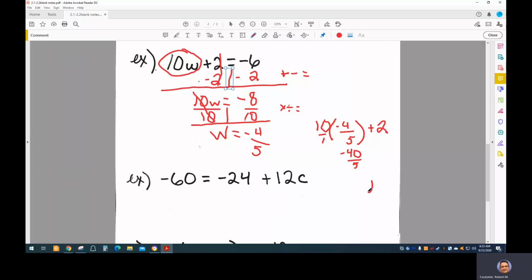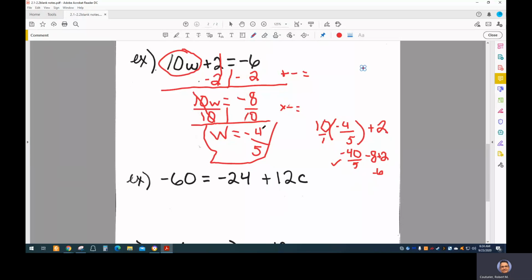Well, I know now that negative 40 divided by 5 is a negative 8. All right, I know that. And then the plus 2 comes down. So negative 8 plus a positive 2 gives us a negative 6. Is that what our solution is supposed to be? Yes. So it checks out. Now you've proven to me that this is your final answer. W equals negative 4 over 5.